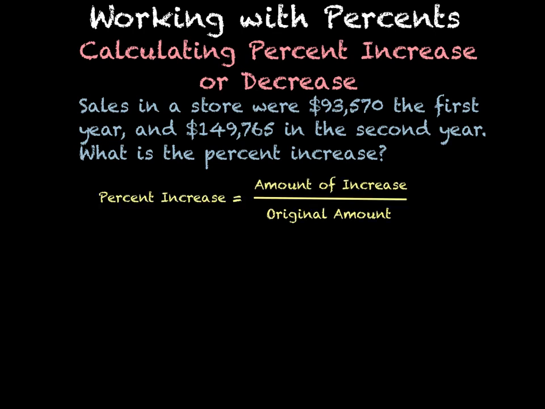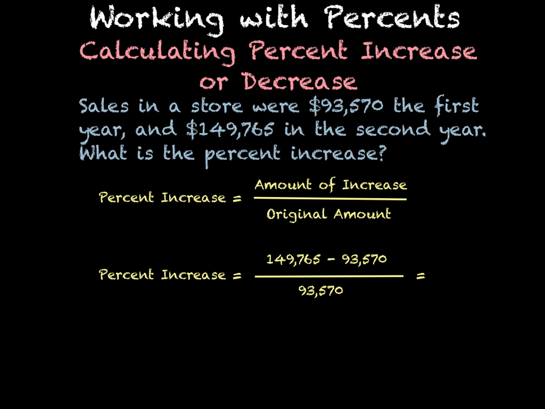If we're trying to find percent increase, we're going to take the amount of the increase over the original amount. And if it was percent decrease, we would take the amount of the decrease over the original amount. So it works the same. To figure out the amount of the increase, we take what it was in the original year and subtract it from what it was in the second year. That gives us the amount of the change, the amount of the increase.